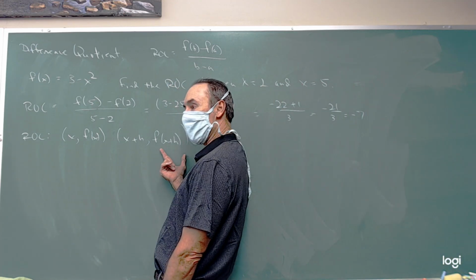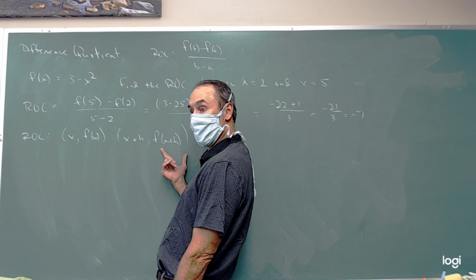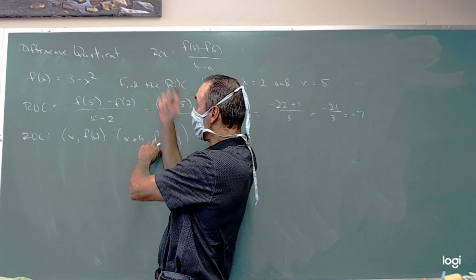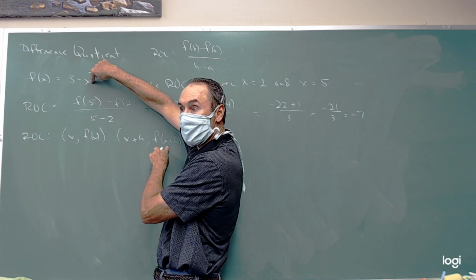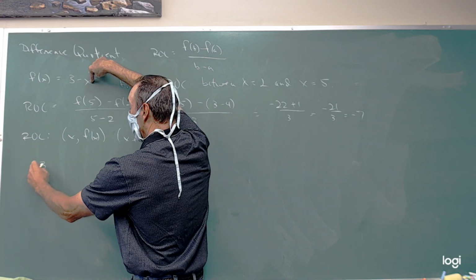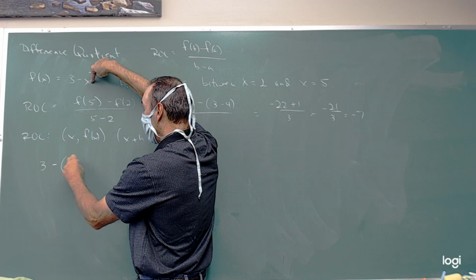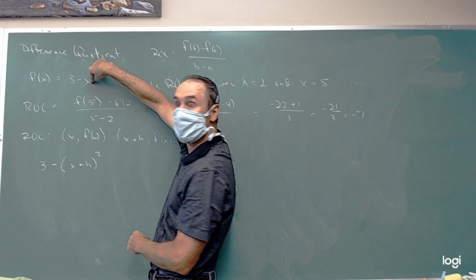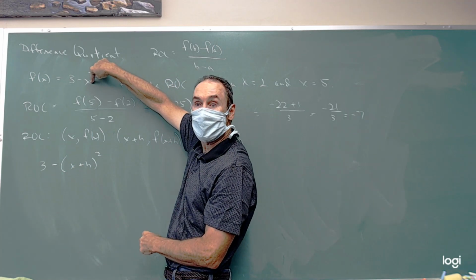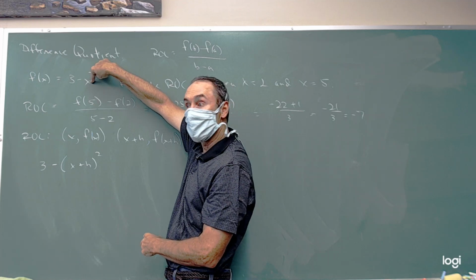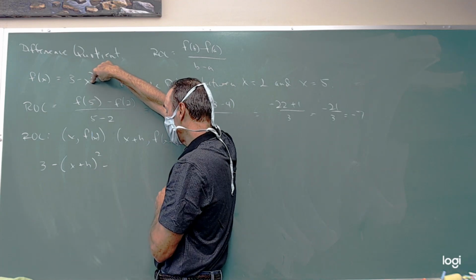So the challenge here is f of x plus h. So remember, we're going to plug x plus h in where we see x. So that's going to look like 3 minus, and in the place of that x, I'm going to plug in the x plus h and then square it. You okay so far? Any nods of heads? Good. So you holler when I start to lose you or go too fast.